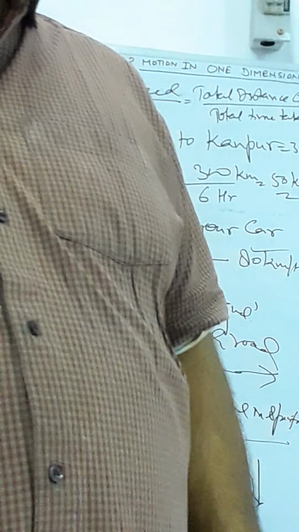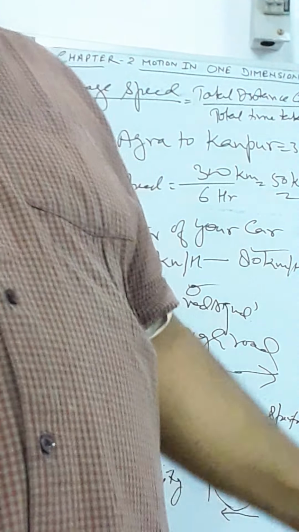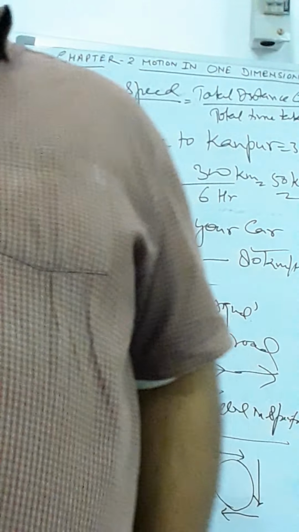Third point, the average velocity of a body can be zero if the displacement of the body is zero, even if the average speed is not zero, as when the motion of the body is in a circular path. They have given the distinction chart, go through it. Next is acceleration and retardation.